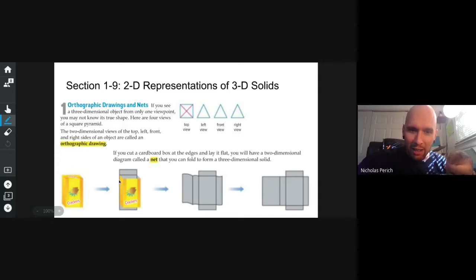I hate using this word, but see this box of crackers? If we were to take that box of crackers and cut it apart and rip it apart, that's what a net would look like.